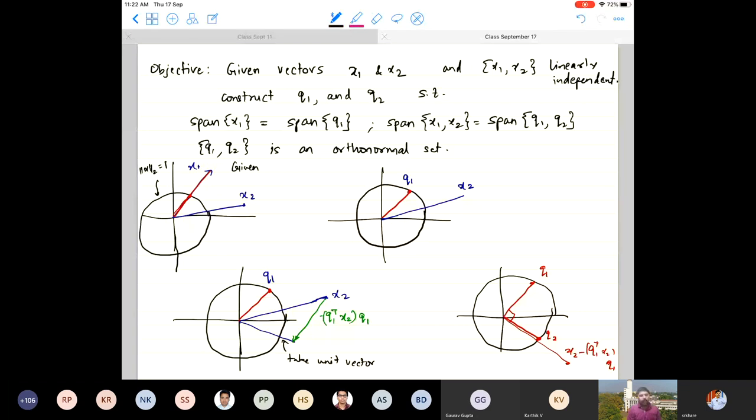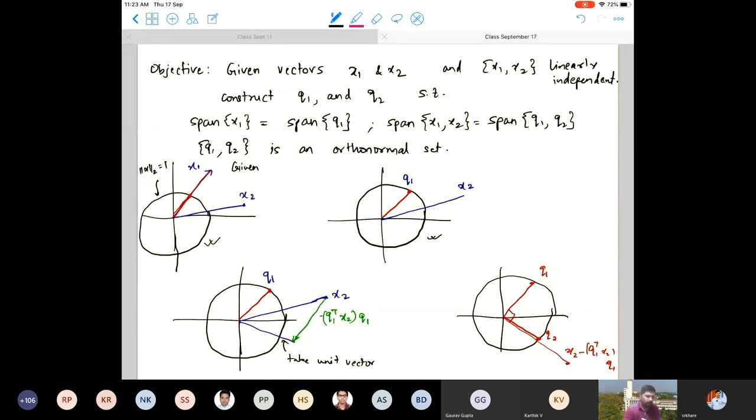Now all the diagrams are in place. Let me try to explain. If you have not understood so far what we have done, let us try to understand it. In the first picture, I have just drawn two vectors x1 and x2. In the second picture, I construct q1 from x1. That construction of q1 from x1 is straightforward, and I think there is no difficulty in understanding it.